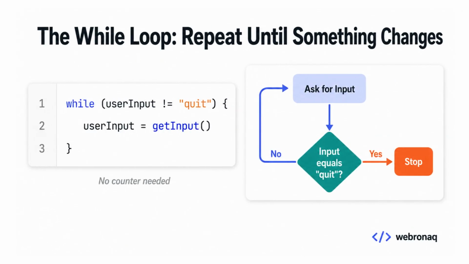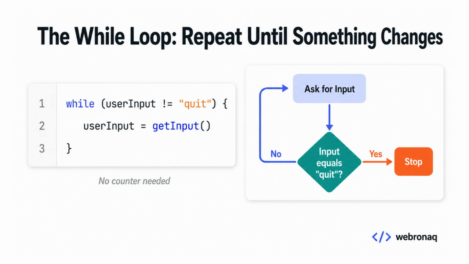Here's the interesting part. The while loop only has one thing in its header: a condition. There is no built-in initializer or update step. It simply says, keep running as long as this condition is true. That makes it perfect when you do not know ahead of time how many iterations you will need. Think of asking a user for input. You keep asking until they type quit. You have no idea how many tries that will take. It could be 1, it could be 10. A for loop would be awkward here. The while loop fits naturally.